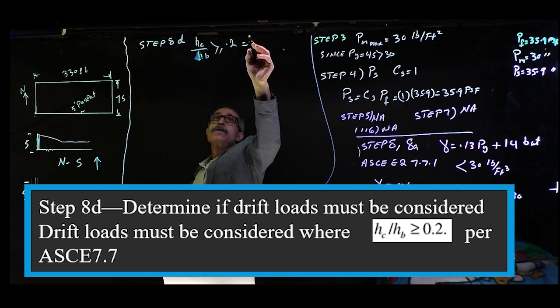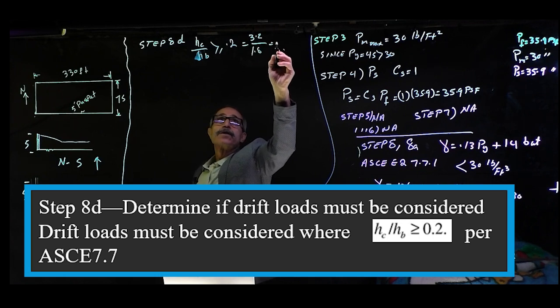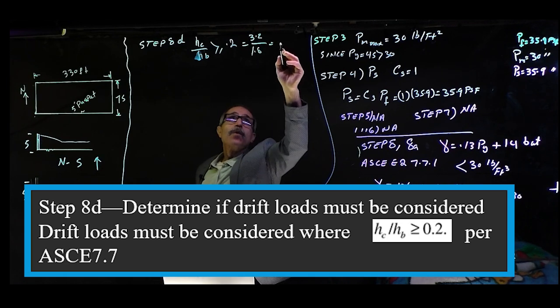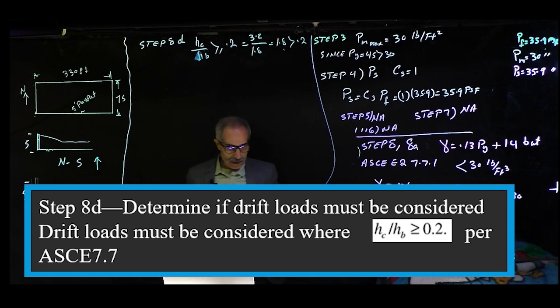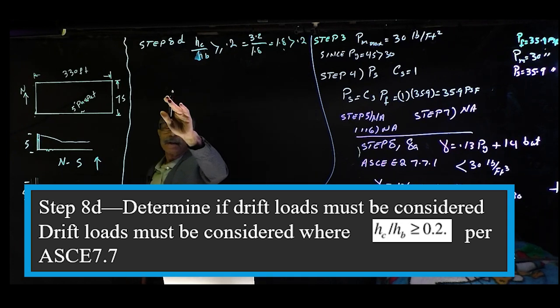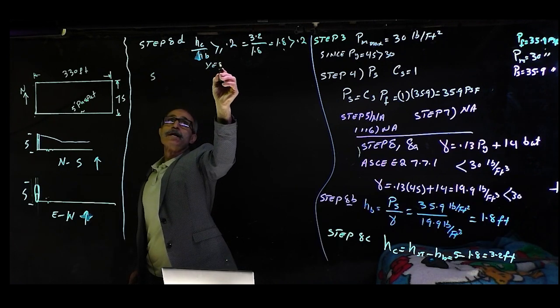So we have 3.2 divided by 1.8, which is 1.8, and that is bigger than 0.2. Yes, it should be considered. Then we're going to go to step 8E. So the answer is yes, we're going to consider that.